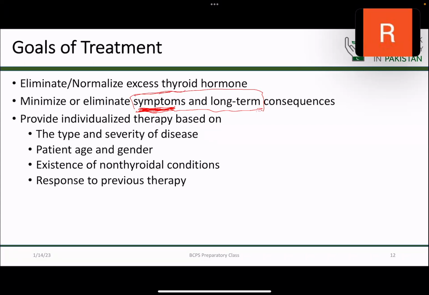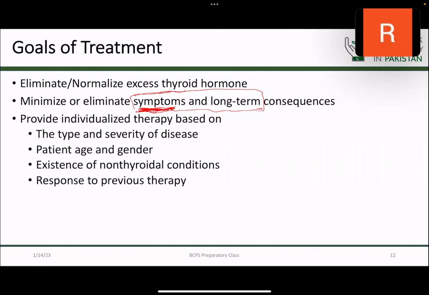And also, one of the goals of treatment is to provide individualized therapy based on the type and severity of disease, patient age and gender, because sometimes we have to make adjustments based on the age or the gender of the patient. Then you also have to see whether there is any existence of non-thyroid conditions, because for example, some states like cardiovascular disorders could influence the therapy in thyroid disorder.